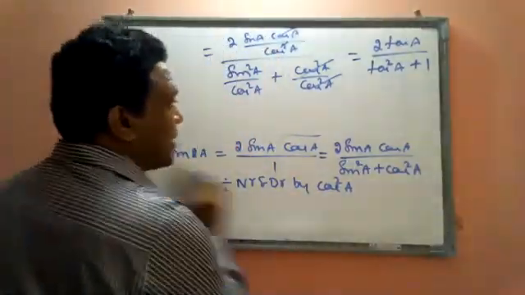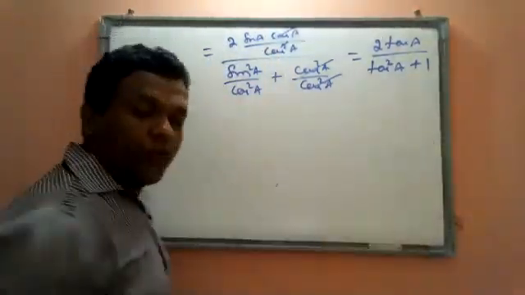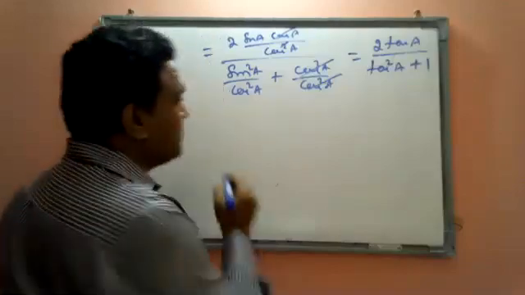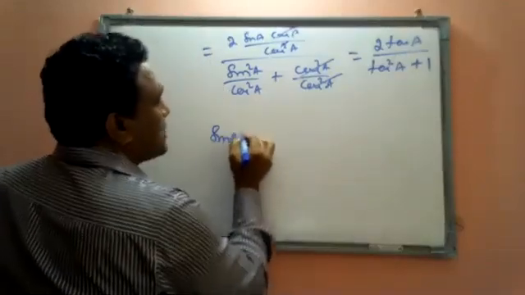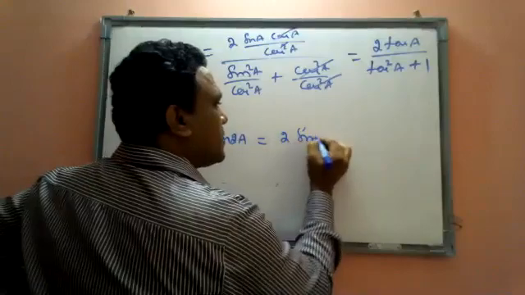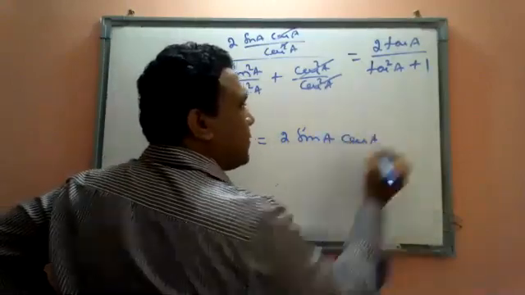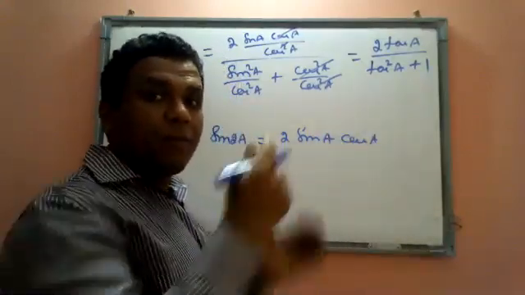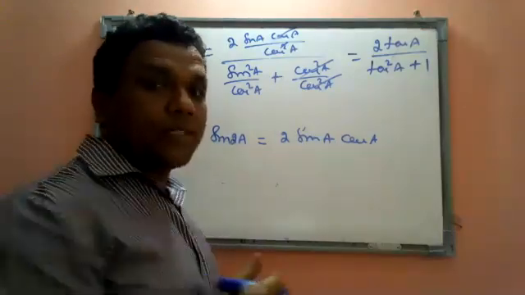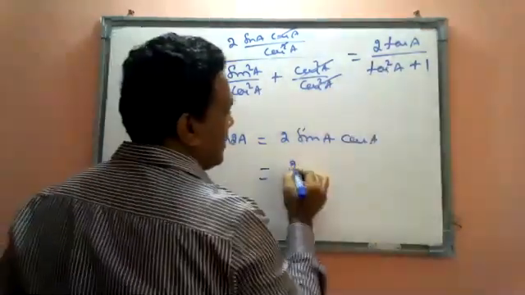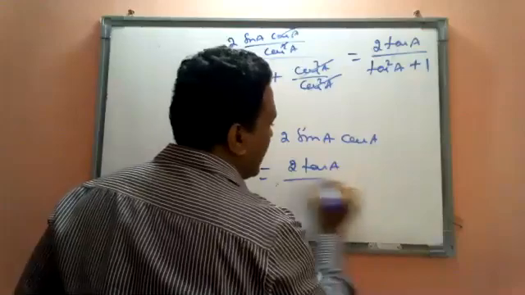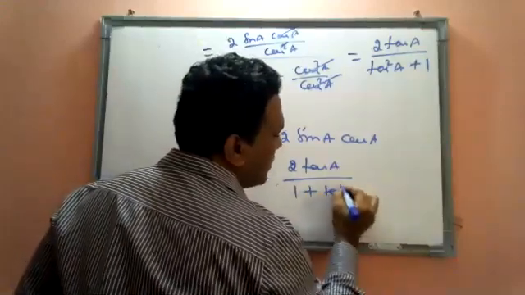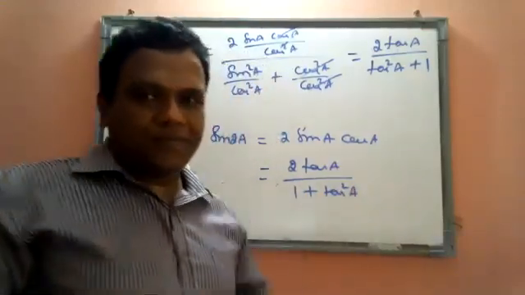Okay, so students, I derived two formulas for sin 2a. The first one: sin 2a can be written as 2 sin a multiplied by cos a. This is the formula. By using this, I derived one more. What is that? 2 tan a divided by 1 plus tan square a.